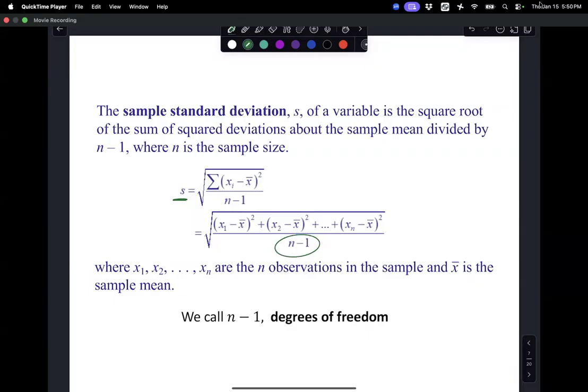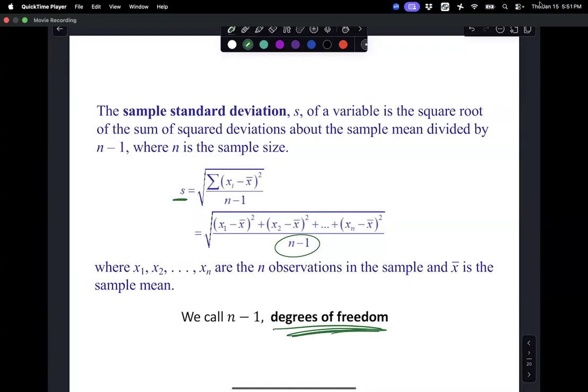We are dividing by the sample size minus 1. Dividing by n minus 1 degrees of freedom. Don't worry about what this means right now. We're going to talk about that in, I think it's chapter 10. Might be chapter 9. Actually, pretty sure it's chapter 9. So we're going to talk about that way down the road, but just take the sample size and subtract 1 from it. That's what we're dividing by.